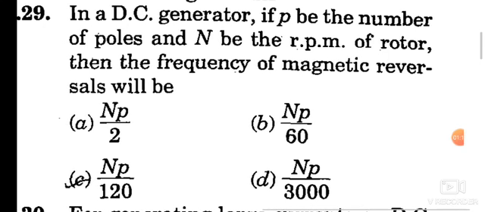Question number 29. In a DC generator, if P is the number of poles and N is the RPM, that is the speed of the rotor, then the frequency of magnetic reversal will be NP divided by 120.